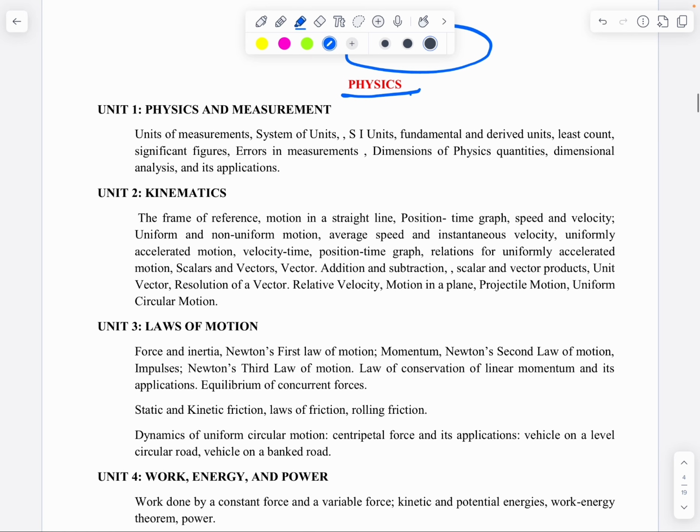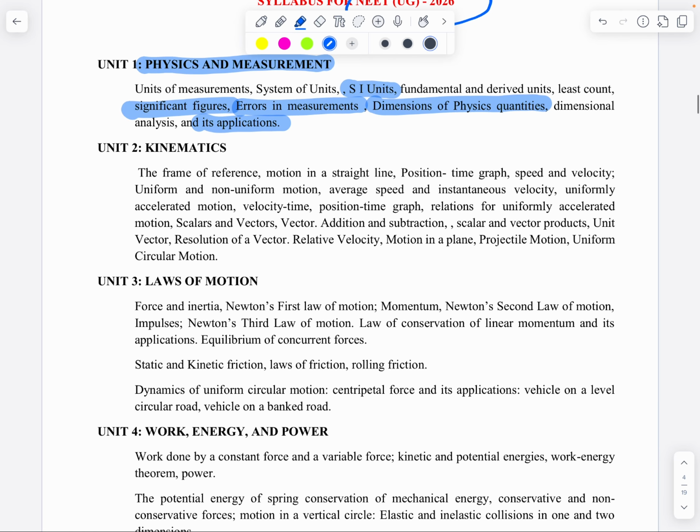The first unit is units and measurement. As you know, the important topics of this chapter are significant figures, SI units, errors in measurements, dimensions of the physical quantities and its applications. The second unit is kinematics. It includes both motion in a straight line and motion in a plane. The important topics of this chapter are relative velocity, projectile motion, and uniform circular motion.